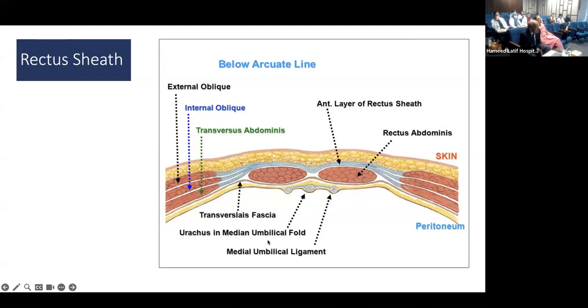These are the remnants, and you would see while incising the peritoneum that there is a white, not very thick but reasonably prominent, small band running upwards. That's from the top of the bladder running up to the umbilicus. That is the remnant of the urachus.